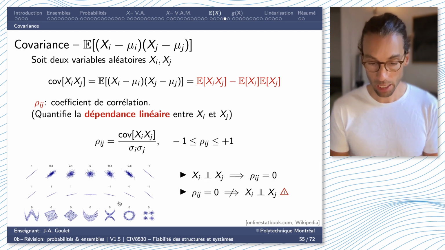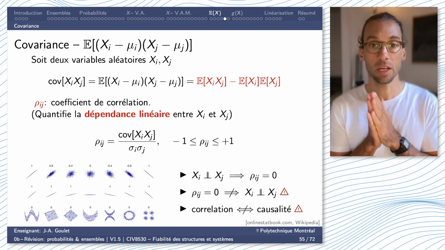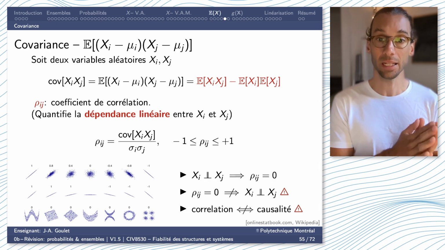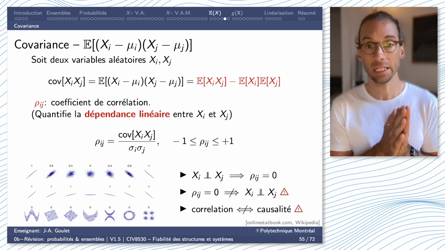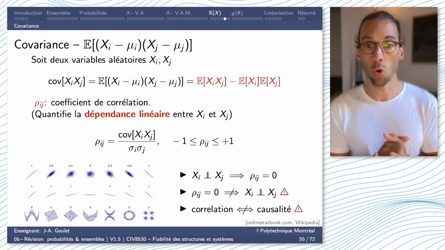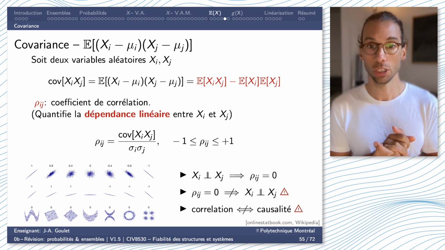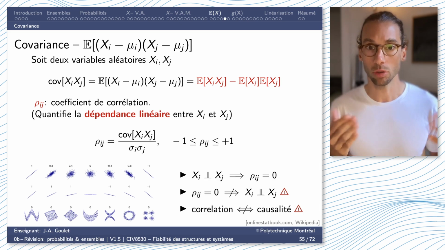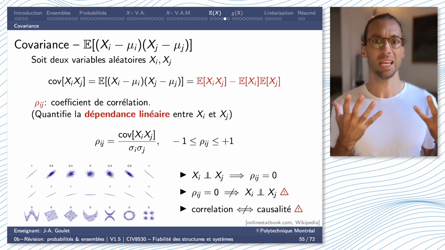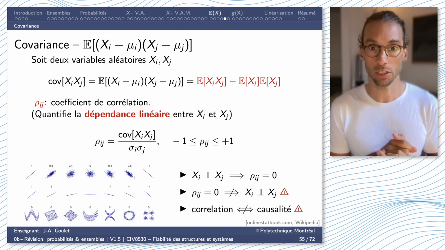And finally, another thing to note is that it's not because variables are correlated that there's necessarily a causal relation between them. And the classic example for this is cold weather and flu. So we can typically see that whenever temperature gets cold, the number of flu cases increases. So we can think, oh, but the cold is going to cause the flu.